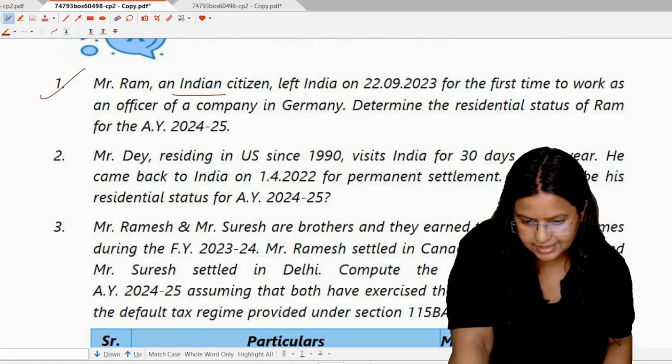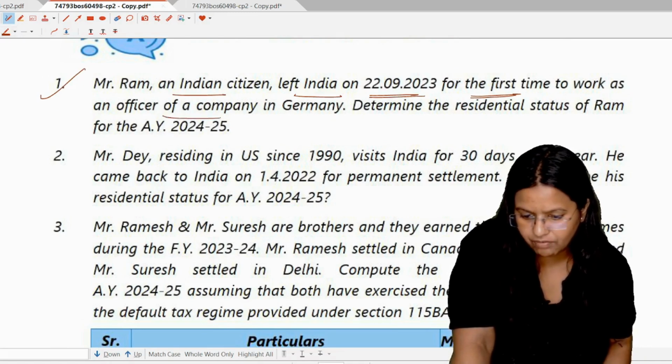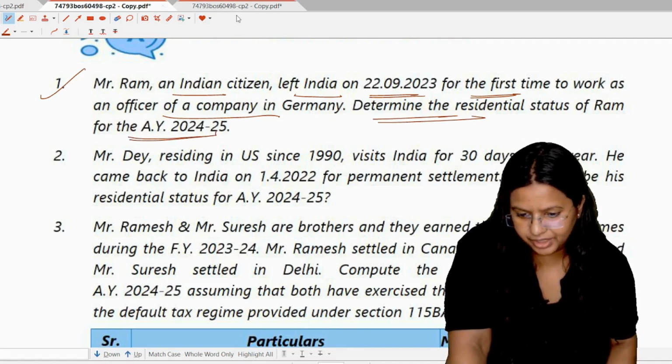Mr. Ram, an Indian citizen, left India on 22nd September 2023 for the first time to work as an officer of a company in Germany. Determine the residential status of Ram for the assessment year 24-25. What do you have to check here? Let's write it.